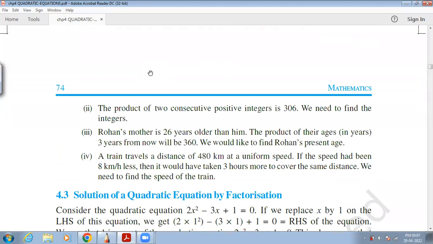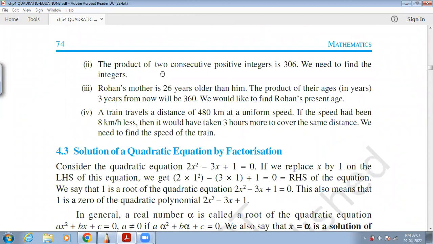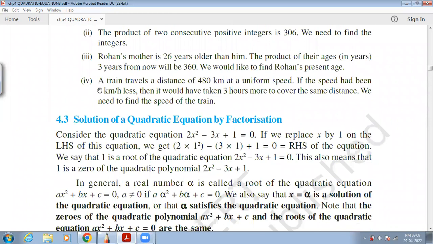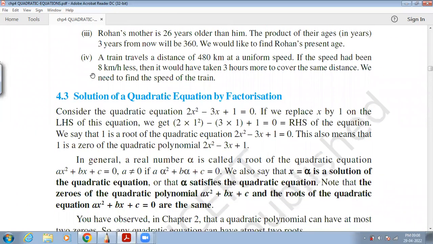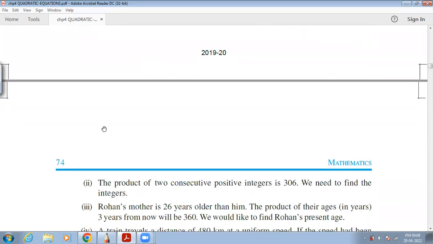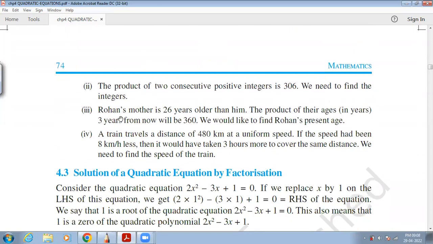All right. So the product of two consecutive positive integers is 306. So we need to find the integers. These equations, please try them quickly, and you just need to make the conversions. So I'll do the last one. The last one looks a bit interesting. Each of the others is pretty much easier.